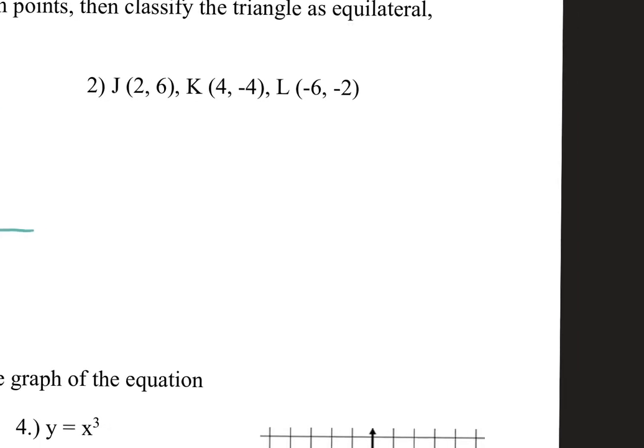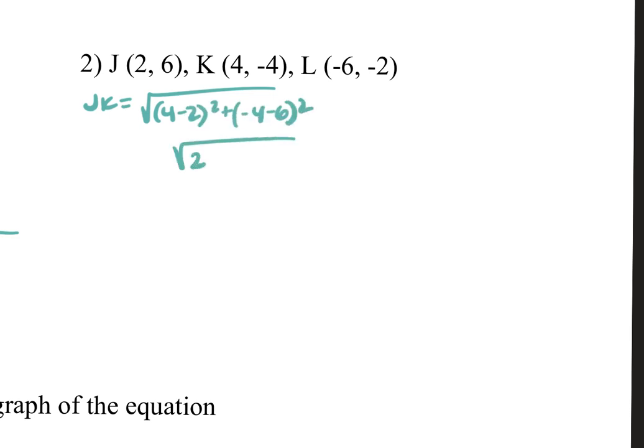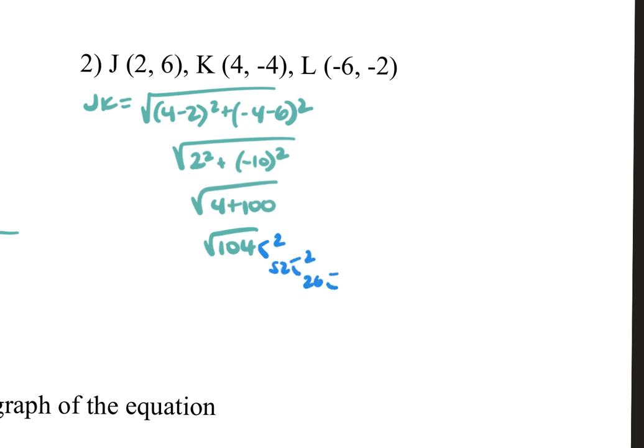Okay, now we're going to look at 2. Same process. JK, square root of (4 minus 2) squared plus (negative 4 minus 6) squared, 2 squared, negative 10 squared, which is 104. Now, if I'm answering this length, I'm going to make sure that this can be simplified. So 104 is 2 times 52, which is 2 times 26, which is 2 times 13. There are 2 2's, so a 2 is going to go to the outside. The 2 and the 13 would get multiplied together and stay underneath. That's JK.